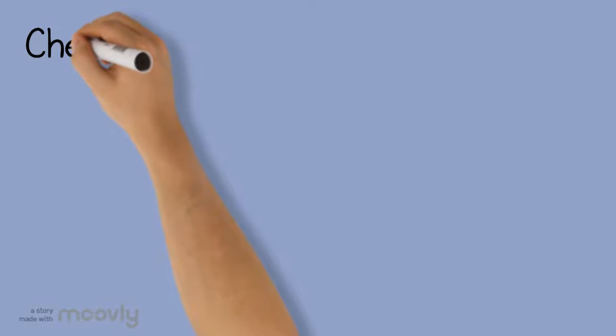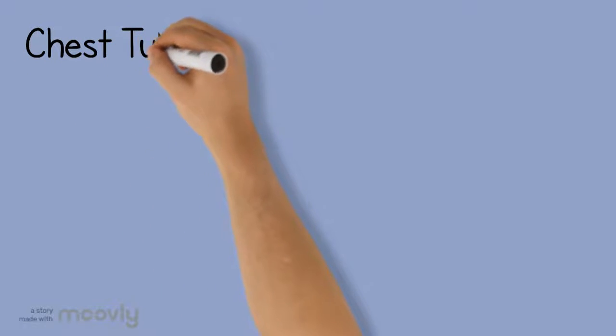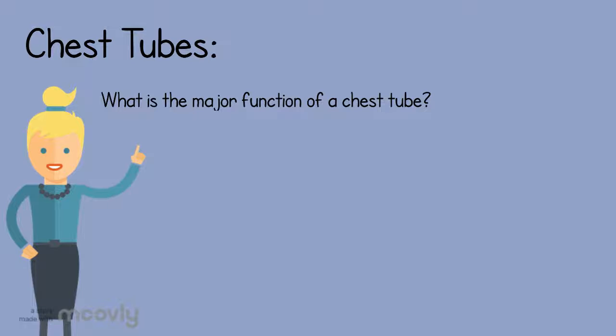Now that we understand a little about the pathophysiology and causes of pneumothorax, we will discuss the most common medical intervention, which is the placement of a chest tube. You might be asking yourself, what is the major function of a chest tube? Well, a chest tube is a drainage tube that is generally inserted by a physician who specializes in general or thoracic surgery, or by an emergency medicine physician in the event of a traumatic pneumothorax.